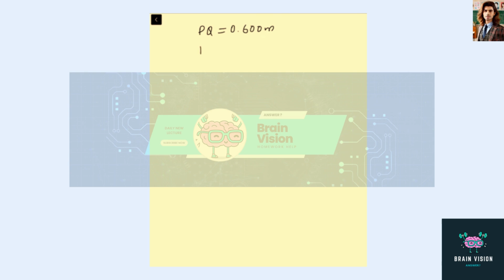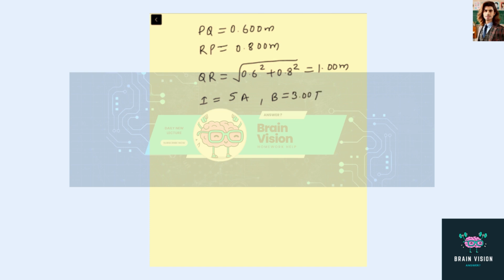PQ equals 0.600 meter, RP equals 0.800 meter. As PQ and RP are perpendicular, the distance QR will be equal to the square root of 0.6 squared plus 0.8 squared. From here it comes out to be 1.00 meter. Okay, and we have I equals 5 ampere and B equals 3.00 Tesla.